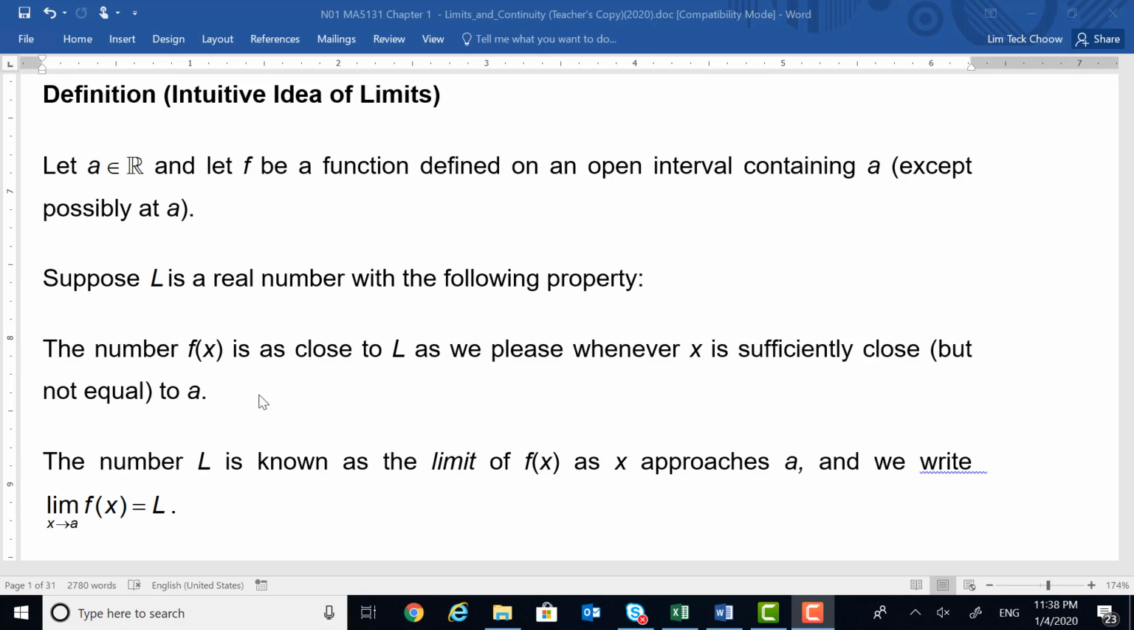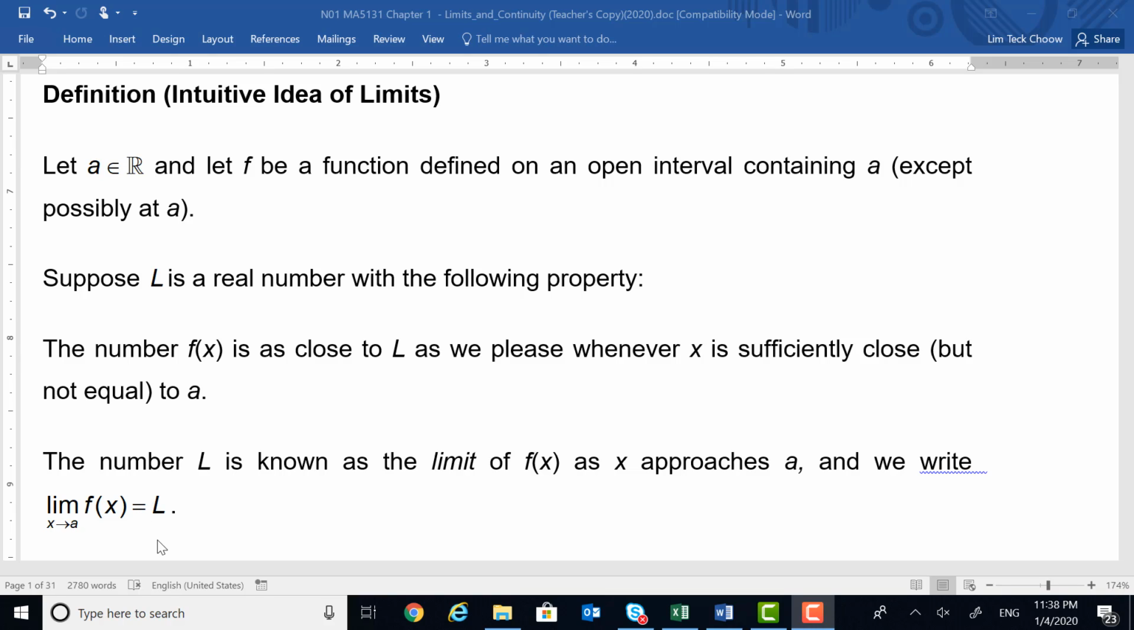And if that is the case, we say that the number L is the limit of the function f(x) as x approaches a. And in formal writing, this is how we write: limit as x approaches a of f(x) equals L. In the other example, if you could recall, we had limit as x approaches 1 of f(x) equals 2.